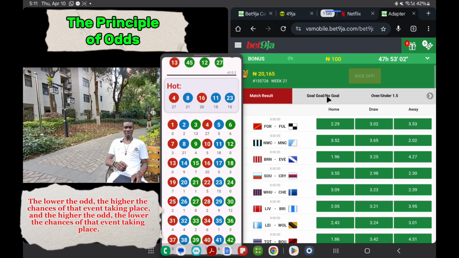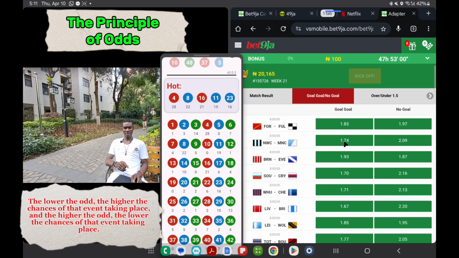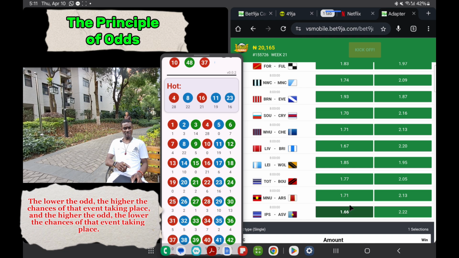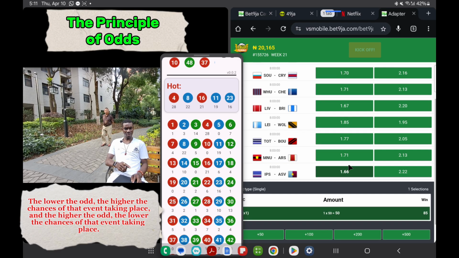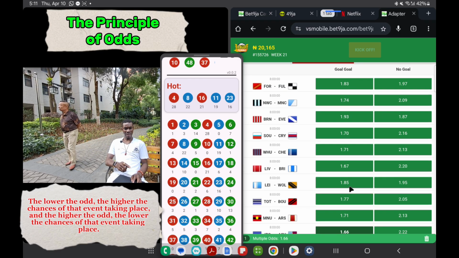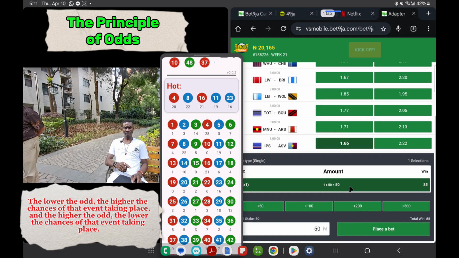Okay, let's take for instance now, let's come to the goal market. The smallest or the lowest odd you could see here is Aston Villa playing with Ipswich. Now since that's the minimum odd, I'm going for that. Now they are going to play goal.